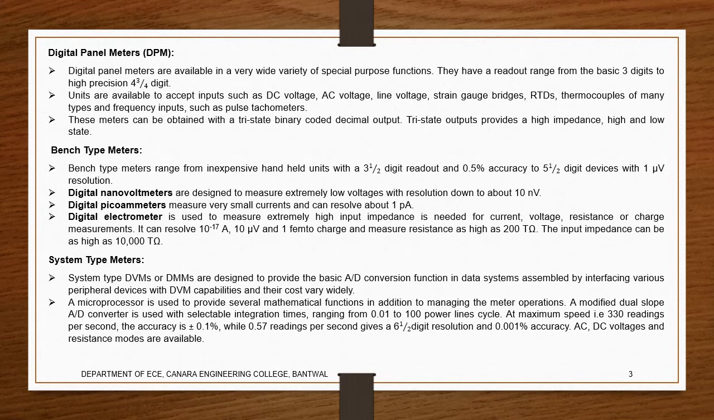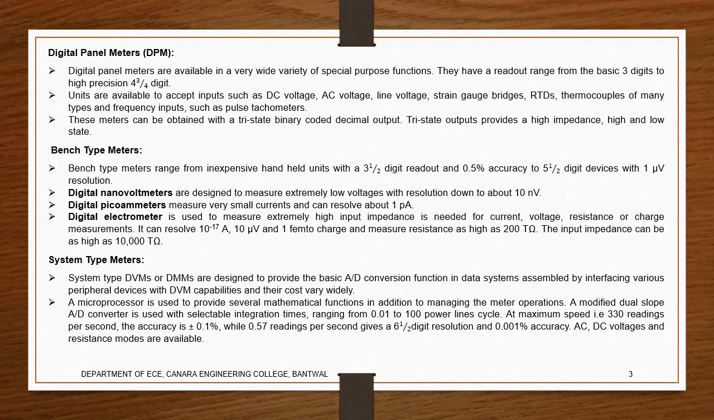Usually the microprocessor provides mathematical functions in addition to managing the meter operation. It uses a modified dual slope analog to digital converter. I think you might be familiar with the dual slope analog to digital converter. It has a selectable integration time, with the rise time and fall time ranging from 0.01 to 100 power line cycles. At maximum speed, that is 330 readings per second.